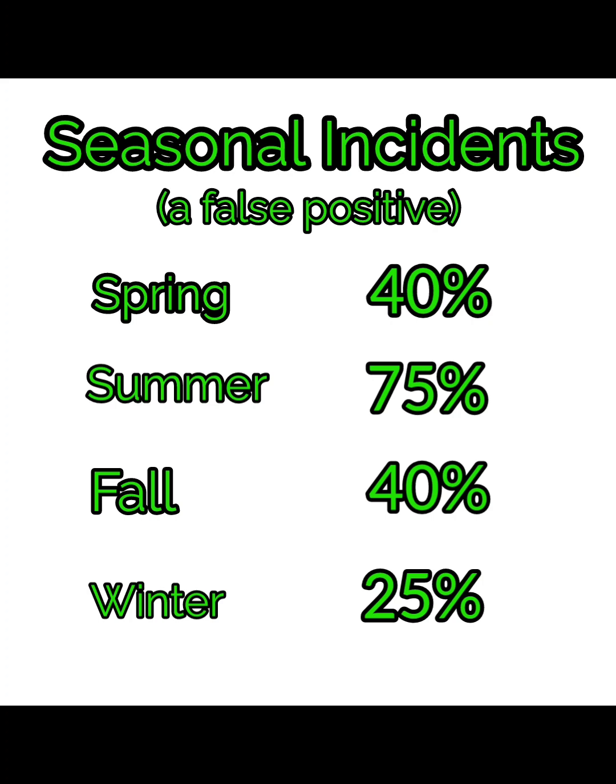Now we're going to look at seasonal incidents, which is a false positive. 40% of all sightings and incidences were reported in the spring, 75% in the summer, 40% in the fall, 25% in the winter. Now, in a sense, that holds water, which I'll explain later when I get back to the four corners. But for right now, in the winter, there are less people in the woods.